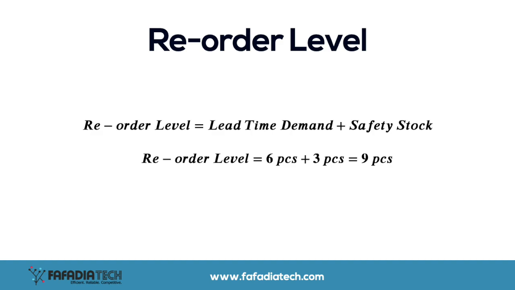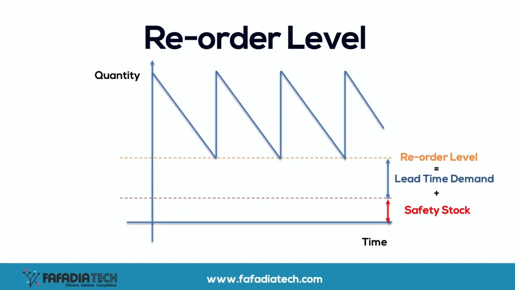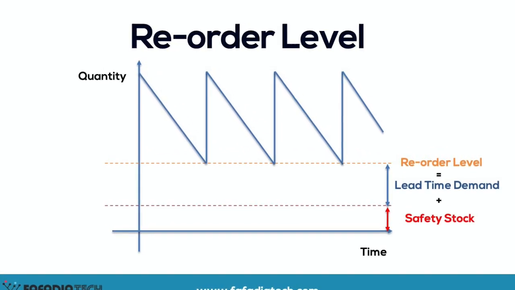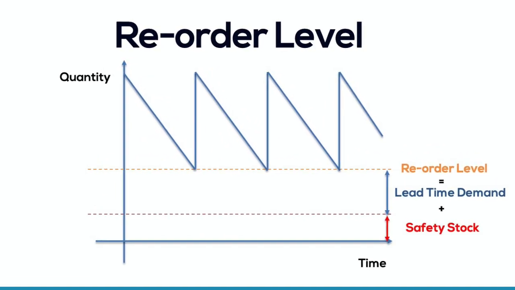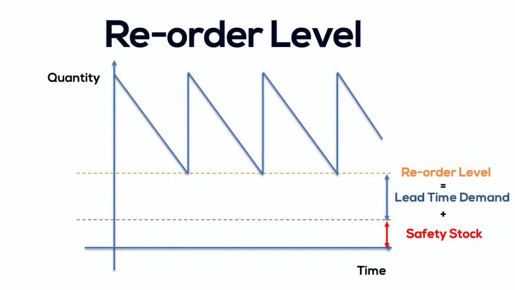Next metric is the reorder level. This metric defines a threshold beyond which you want to trigger reorder. It is a sum of lead time demand and the safety stock. In other words, you trigger a reorder at a level where you have enough quantity to last for your lead time and some safety just in case something goes wrong.